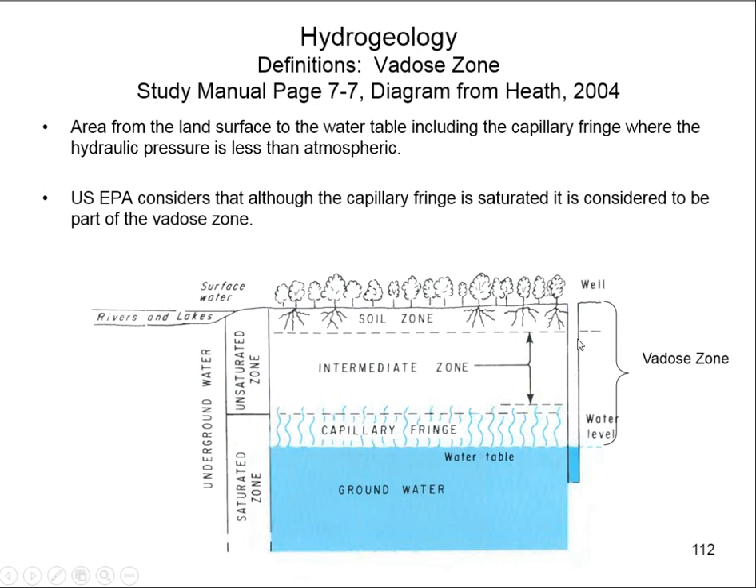and above the water table, the water is less than atmospheric pressure. And then at the water table, it is equal to atmospheric pressure. And below that, it is greater than atmospheric pressure. So just be careful when you see these terms unsaturated and saturated.